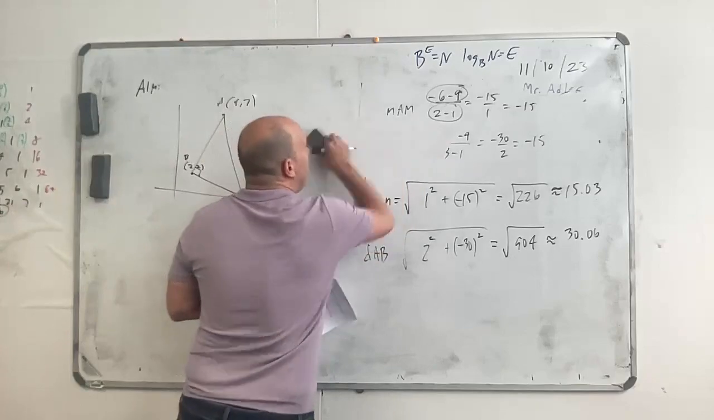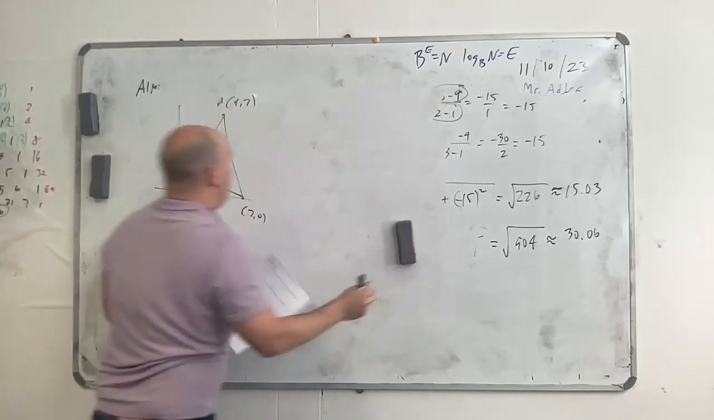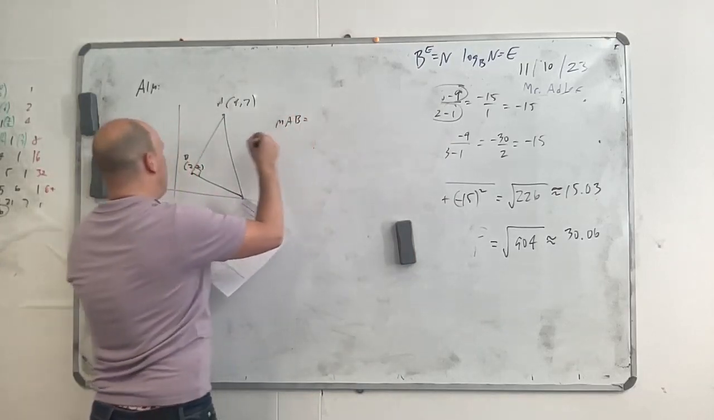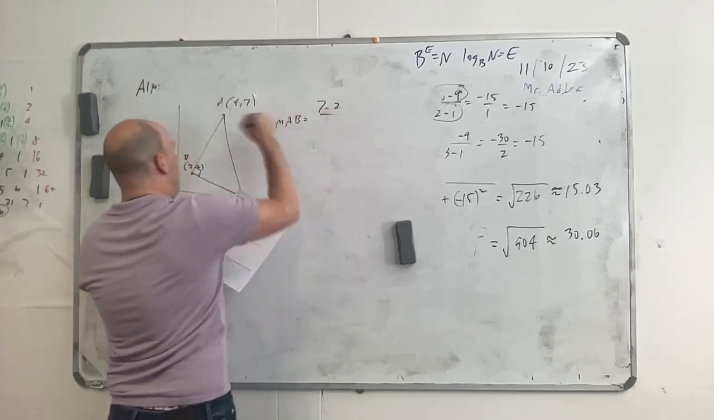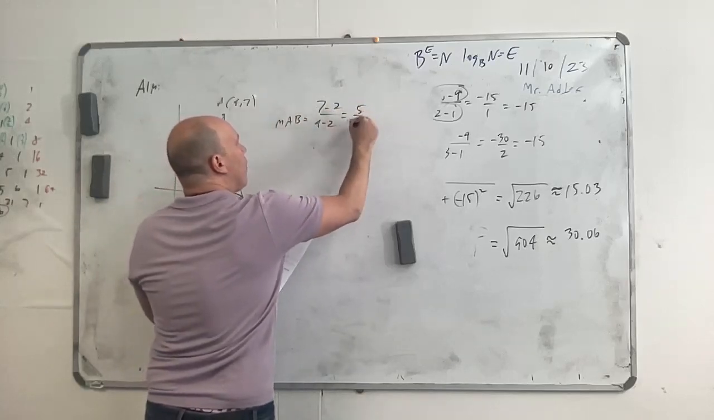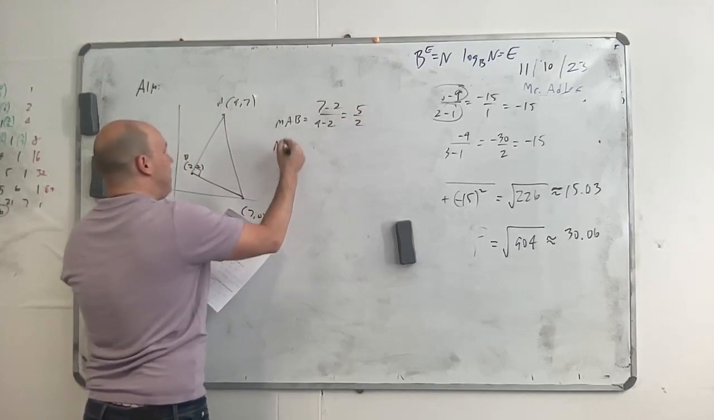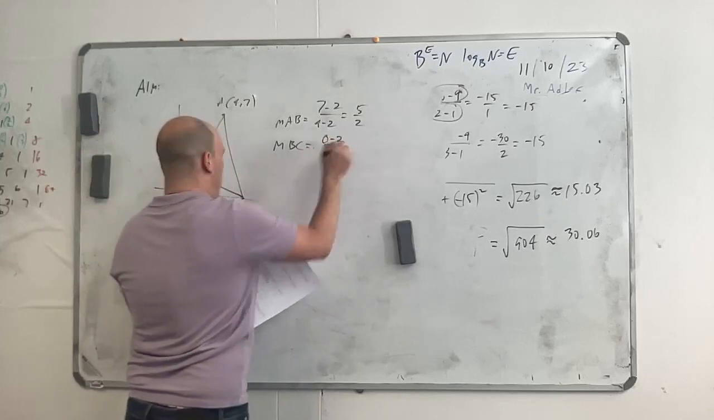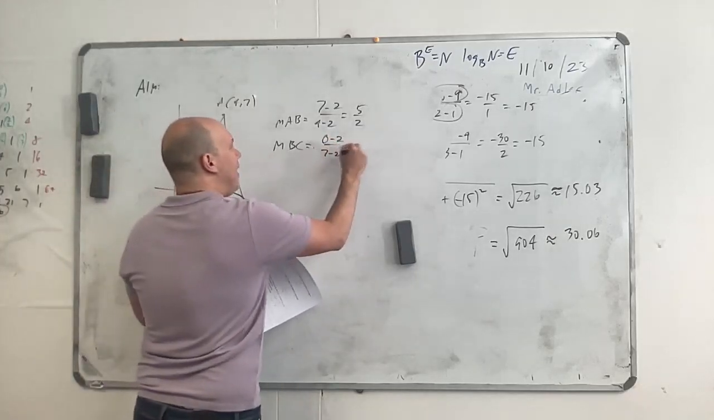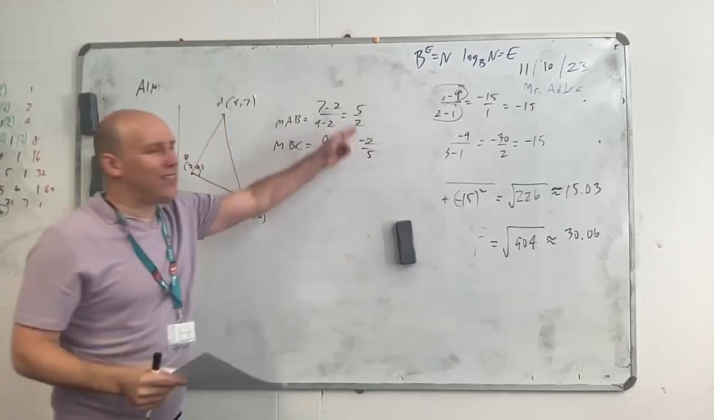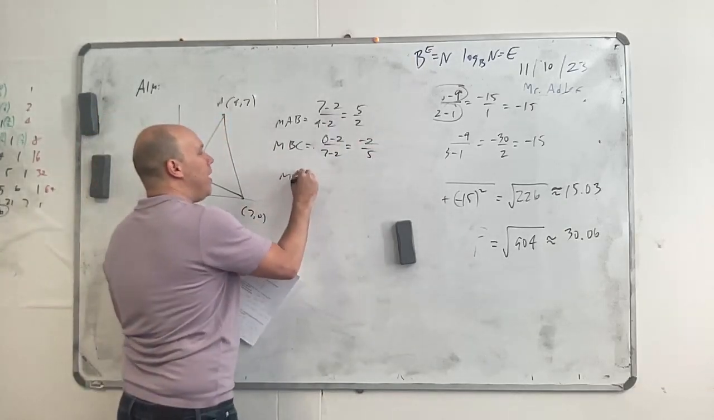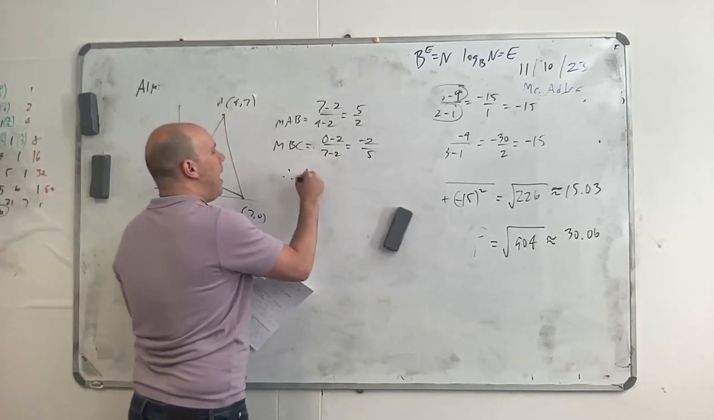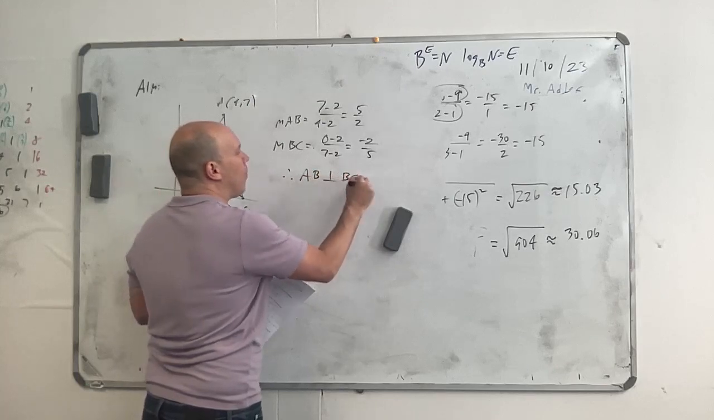So what's the slope of AB? Let's see, it looks like 7 minus 2, 4 minus 2, that's 5 over 2. And then what's the slope of BC? That is, let's see, 0 minus 2 over 7 minus 2. That is negative 2 over 5. Nice. Therefore, AB and BC are perpendicular, so it's a right triangle.